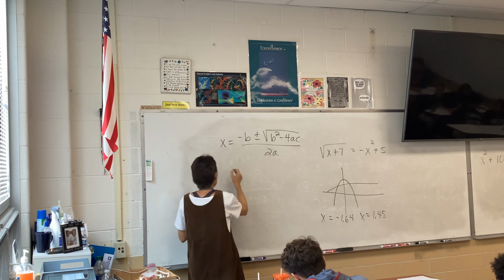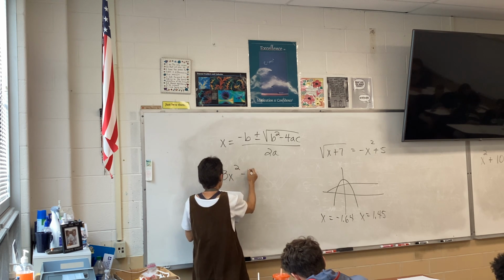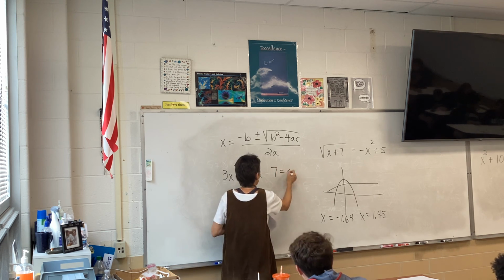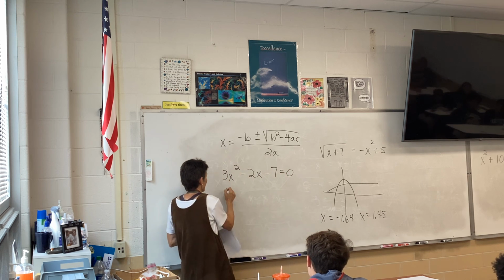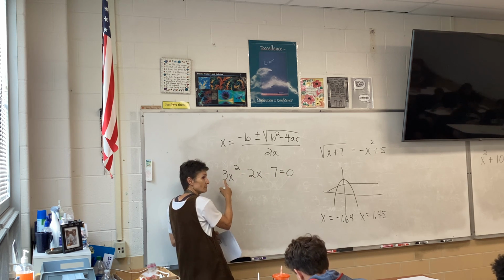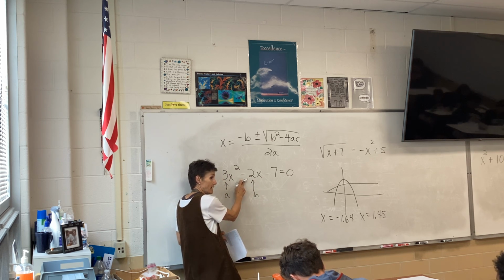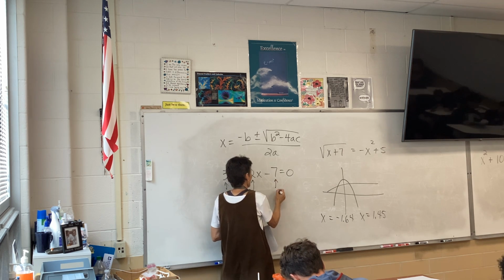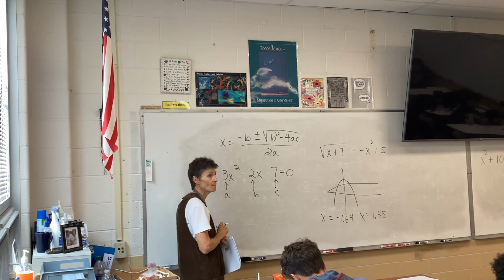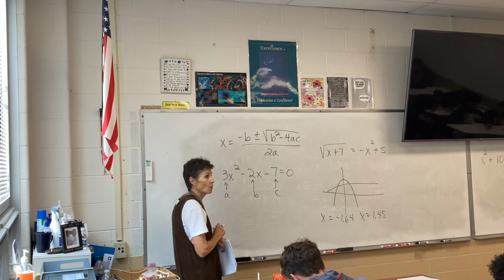And by the A, B, and C, what are we talking about? Coefficients. A is right here. B is right here, including the negative. And C is right here, also including the negative. So we plug it in.